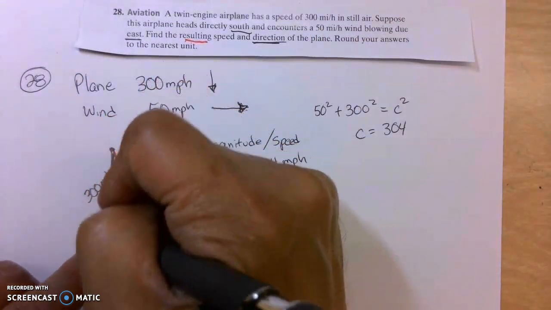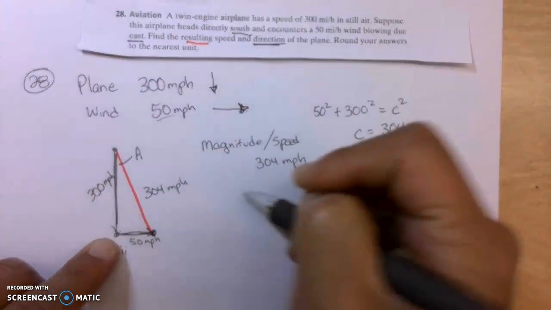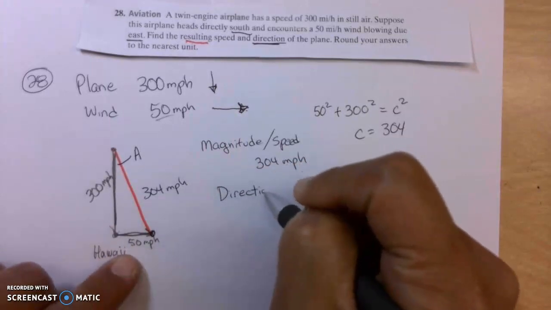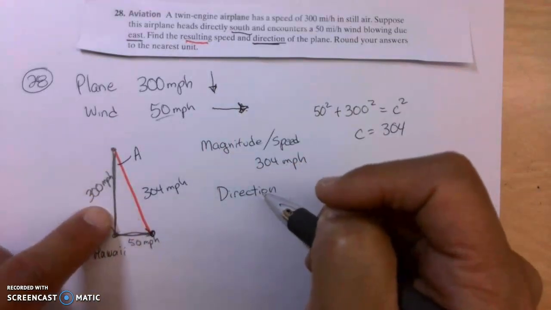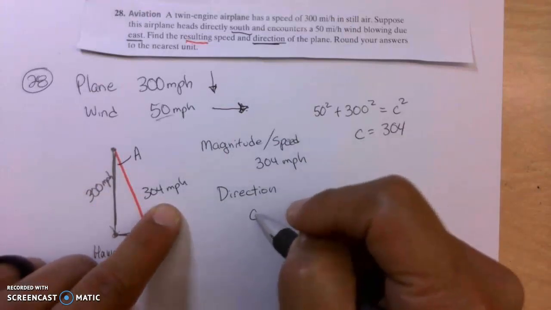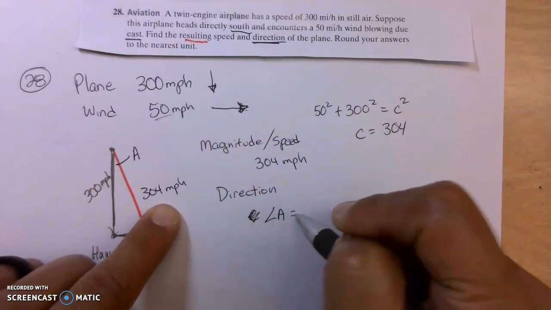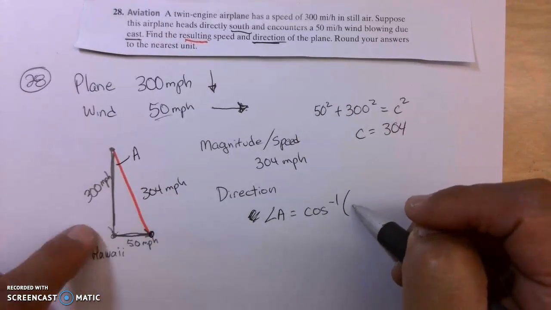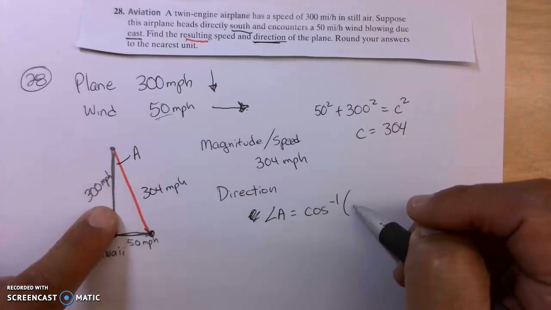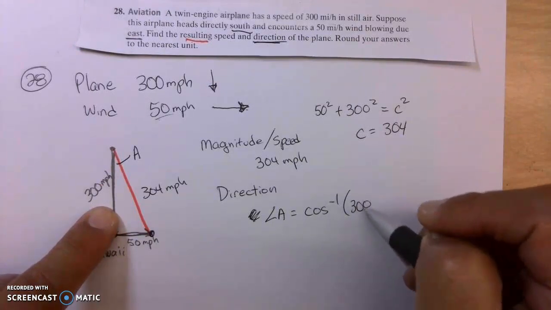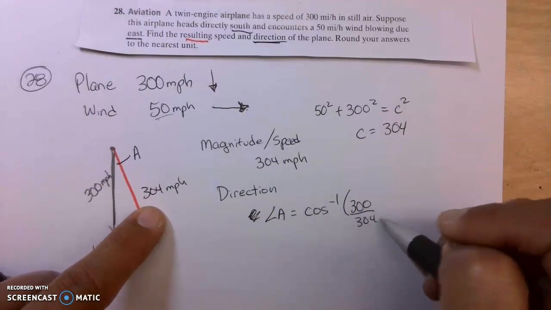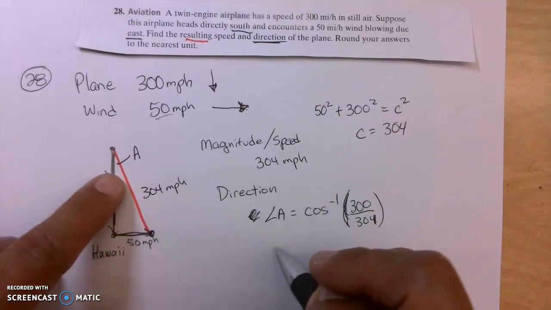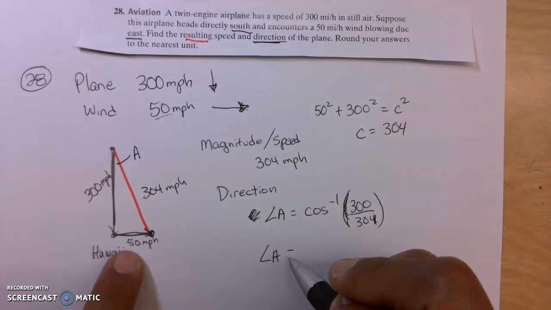He's not going directly south. We're going to figure out this angle here. So this is for the direction. Again, look at this right triangle. You've got adjacent and hypotenuse. So you're going to say angle A is inverse cosine, because we're going to figure out the angle. We're going to say adjacent over hypotenuse.